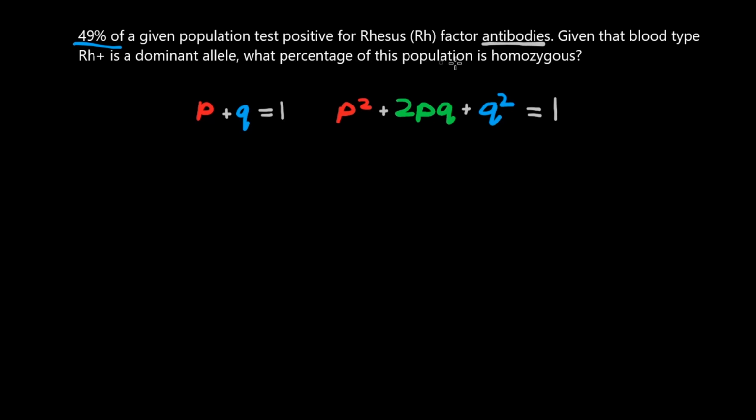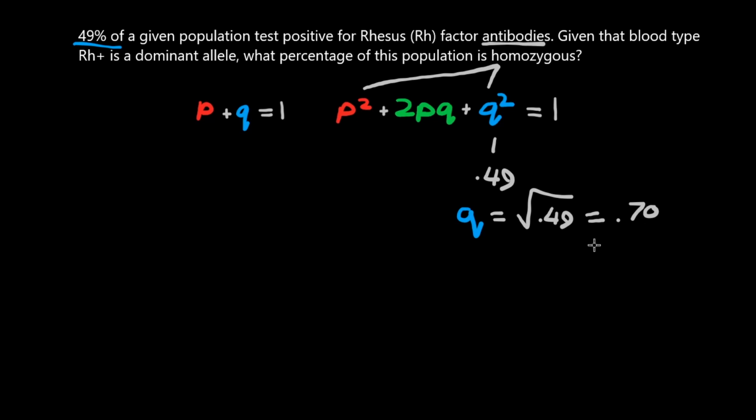And now we're asked to find the percentage of homozygous individuals. So now there are two groups of homozygous individuals, which are p squared and q squared. So of course q squared is 49%. And now we can find q, which is just the square root of 49, equals 0.7. So q equals 0.7, and that would make p 1 minus 0.7, 0.3.